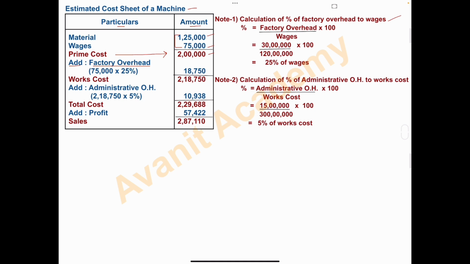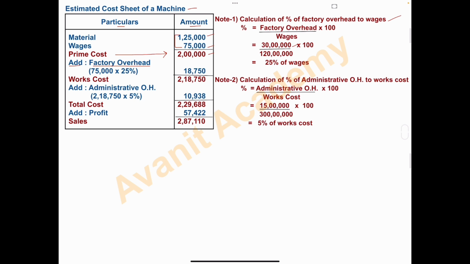To put the values into this formula, what do we have to do? We have to refer to the previous cost sheet, that is the cost sheet for the year ended 31st March 2012. The factory overhead amount is 30 lakhs, so we'll write here 30 lakhs divided by wages. The estimated wages of 75,000, this one we should not take. See the previous cost sheet. The direct wages amount is 120 lakhs.